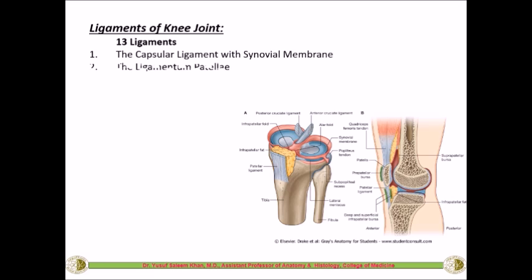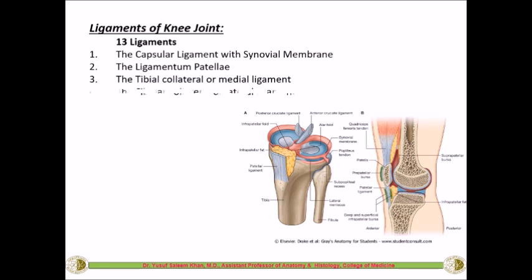The first one is the capsular ligament itself, then the ligamentum patellae. Here you can see the synovial membrane, around that will be the capsule around the whole of the knee joint, and in the front you can see the patella ligament. If you remember, the quadriceps femoris gets inserted to the base of the patella. The base of the patella is above, and from the apex it continues down as the patella ligament, getting inserted to the tibial tuberosity. This is called the ligamentum patellae.